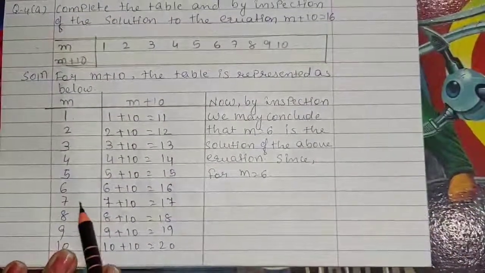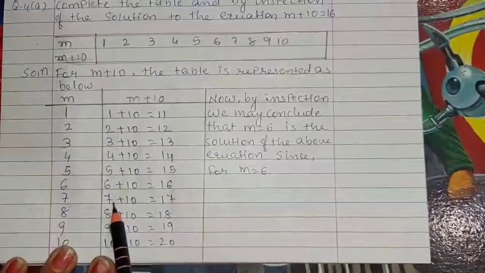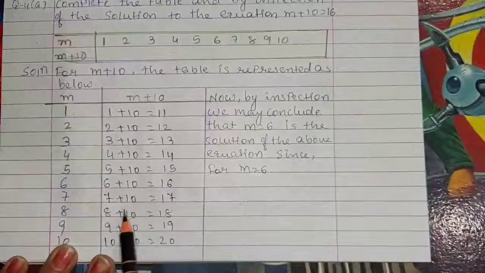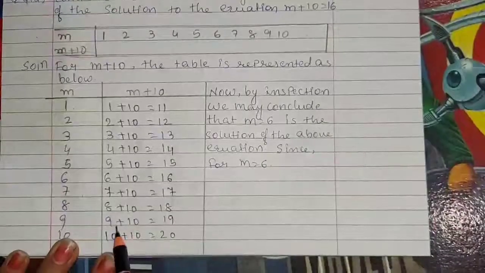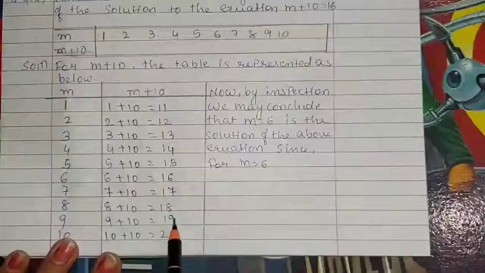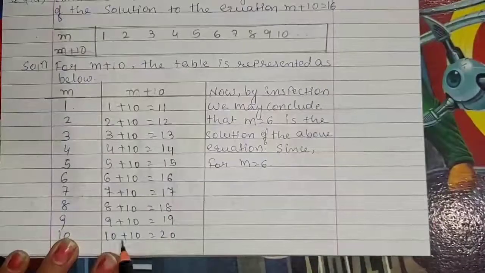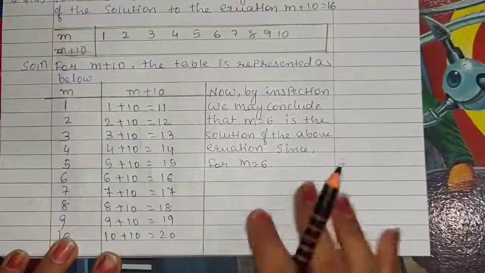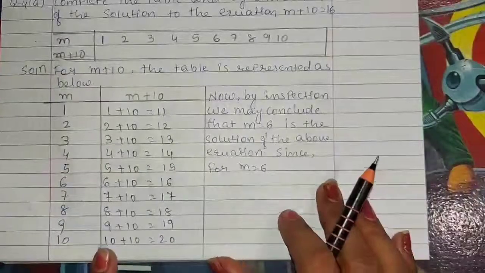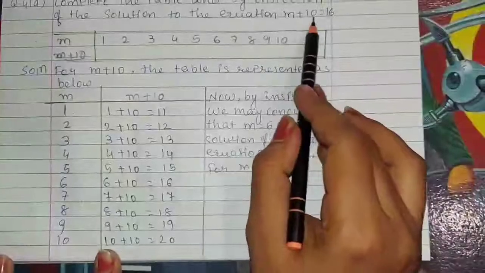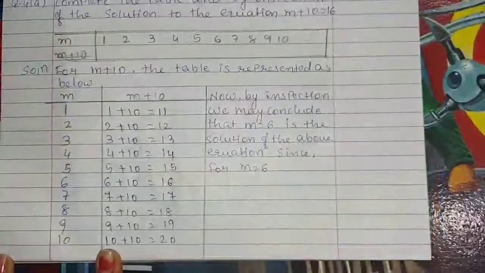Similarly, if we substitute m equals 7, then we get 7 plus 10 equals 17. M equals 8, then 8 plus 10 equals 18. M equals 9, then 9 plus 10 equals 19, and m equals 10, then 10 plus 10 equals 20. Now, from these two columns, as asked in the question, we find which solution satisfies m plus 10 equals 16.